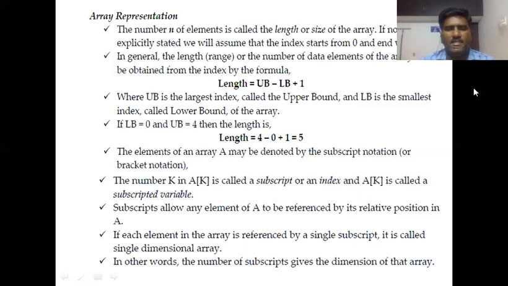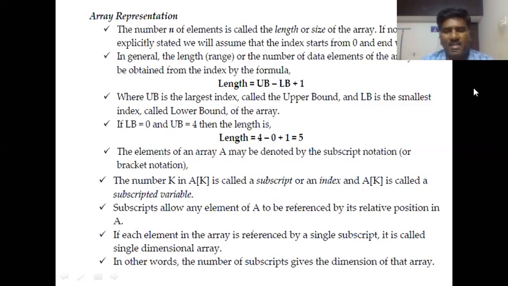Next, a subscript allows any element of A to be referenced by its relative position in A. If each element in the array is referenced by a single subscript, it is called a single dimension array. So suppose A of k, where k is one subscript. So this is called a single dimension array.